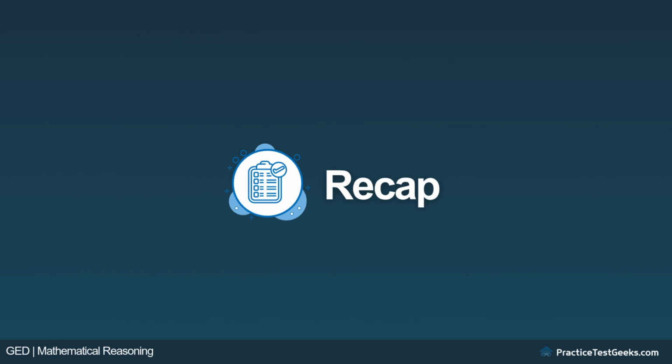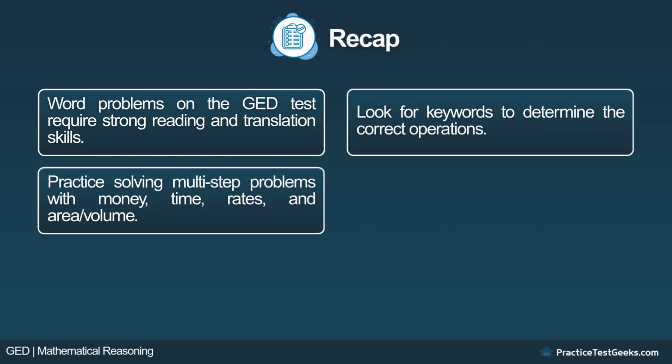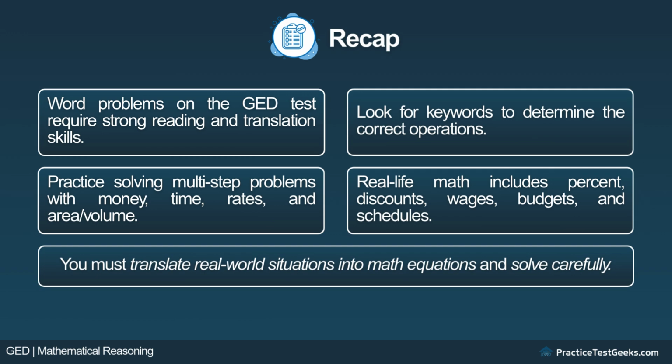To wrap things up, let's quickly review what you've learned in this lesson. Word problems on the GED test require strong reading and translation skills. Look for keywords to determine the correct operations. Practice solving multi-step problems with money, time, rates, and area volume. Real-life math includes percent, discounts, wages, budgets, and schedules. You must translate real-world situations into math equations and solve carefully. Remember, word problems are less about tricks and more about clear thinking and applying the correct math tools. Practice solving a wide range of realistic scenarios to build confidence for the GED exam.